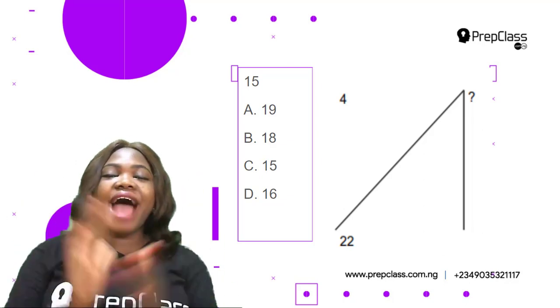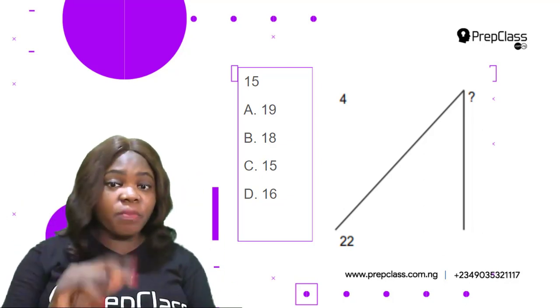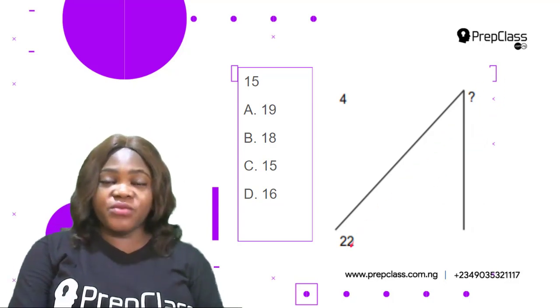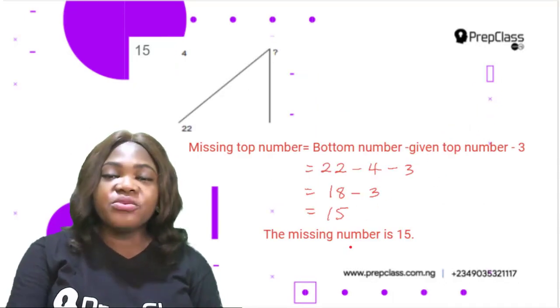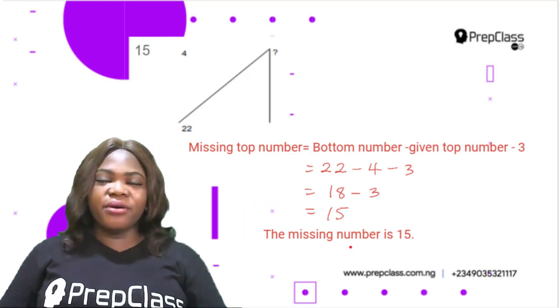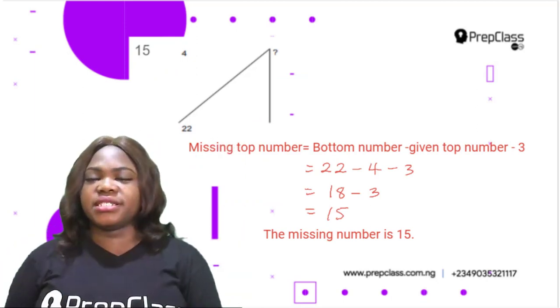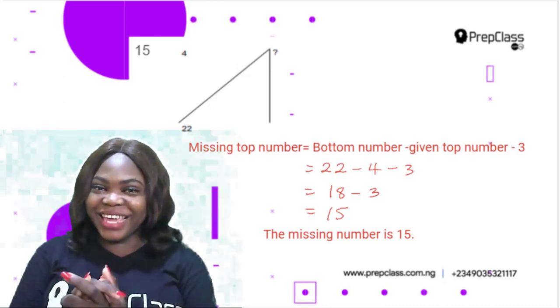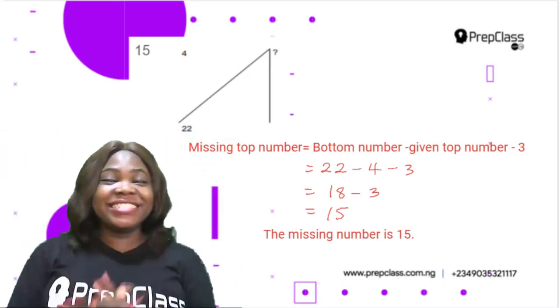Okay, so we are given just one of the top numbers, then the second top number is missing, and then we are given the bottom number. So how do we do this? It's very easy. Oh, I would have asked you to do it first. Well, you can still try it on your own first. Don't look at the answer, okay? All right, so this is very easy.